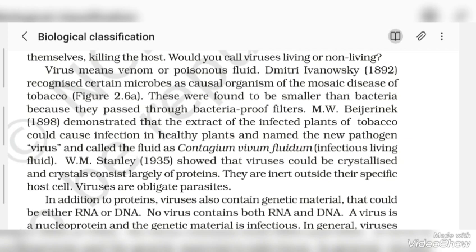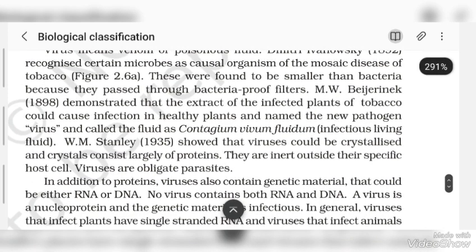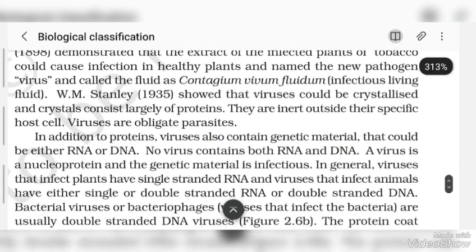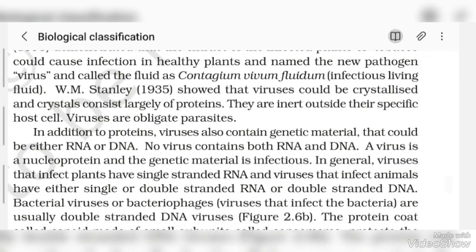These were found to be smaller than bacteria because they passed through the bacterial spore filters. M. W. Beijerinck, in 1898, demonstrated that the extracts of infected tobacco plants could cause infection in healthy plants, and named the new pathogen virus and called the fluid contagium vivum fluidum, infectious living fluid. W. M. Stanley, in 1935, showed that viruses could be crystallized and the crystals consist largely of protein.